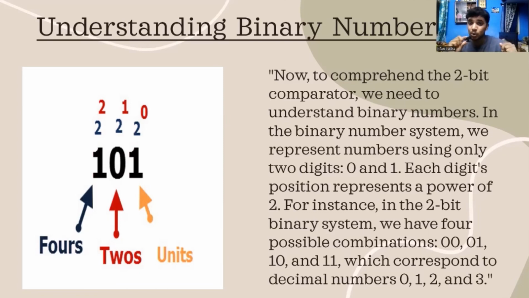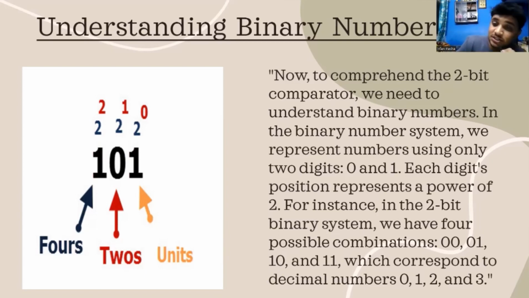So let us understand by reading what binary numbers are. For the two-bit comparator, we need to understand binary numbers. In the binary number system, we represent numbers using only two digits, 0 and 1, as I've told you. Each digit position represents a power of 2. For instance, in a two-bit binary system, we have four possible combinations: 00, 01, 10, 11, which correspond to decimal numbers 0, 1, 2, and 3.